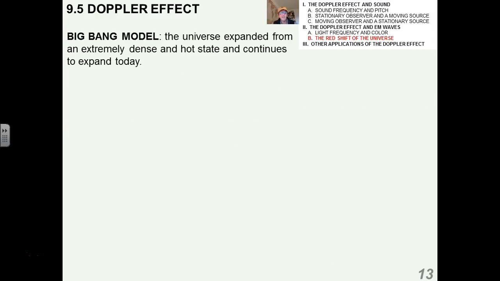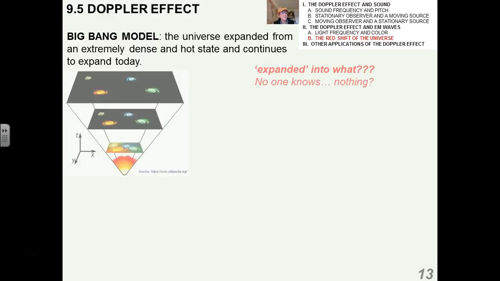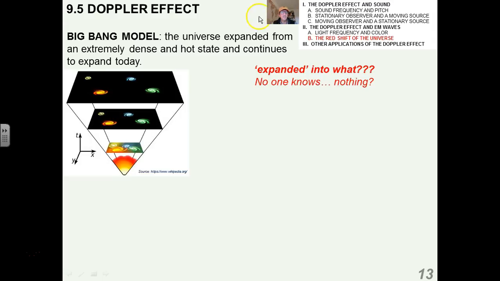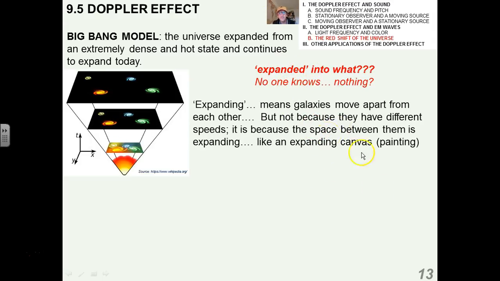Now, I want to talk a little bit about the Big Bang model. Turns out the Big Bang model is a direct extension of this theory, right? It's believed that the universe expanded from an extremely dense and hot state and continues to expand today. Expanded into what? Well, we don't really know. No one really knows that. But expanding implies that something is getting bigger, expanding into something else, okay?